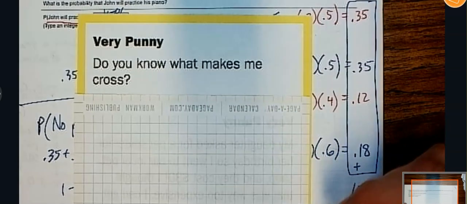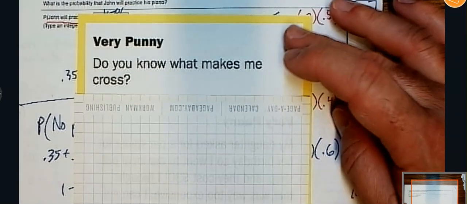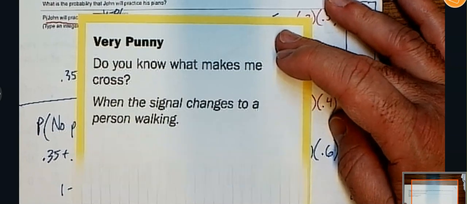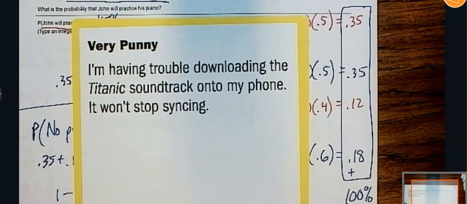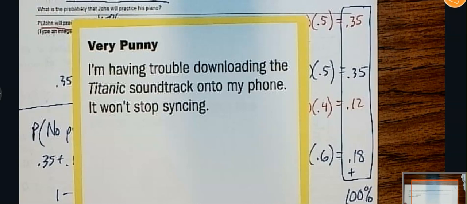Okay. Do you know what makes me cross? Shh. When the signal changes to a person walking. I thought it was when I drew the vertical part of the letter T. Well, this one's good. I'm having trouble downloading the Titanic soundtrack onto my phone. It won't stop syncing. That's a little bit on the dark side. Sorry.